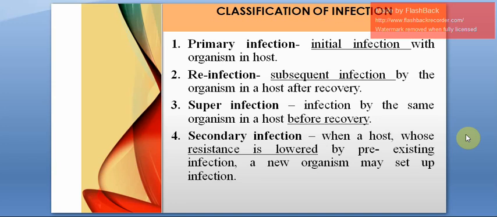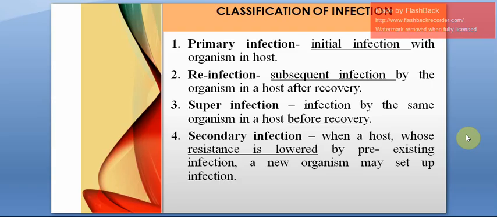Next one is types of infection, or classification of infection. So first one is primary infection. Primary means, remember, it is always the first or initial infection. Whenever you are getting infected by any organism for the first time, that is referred to as primary infection.